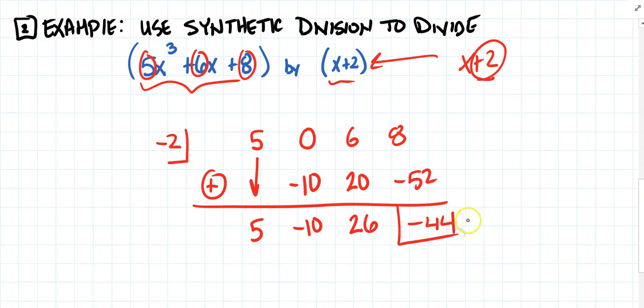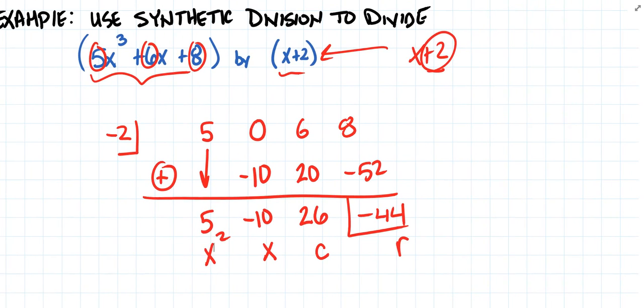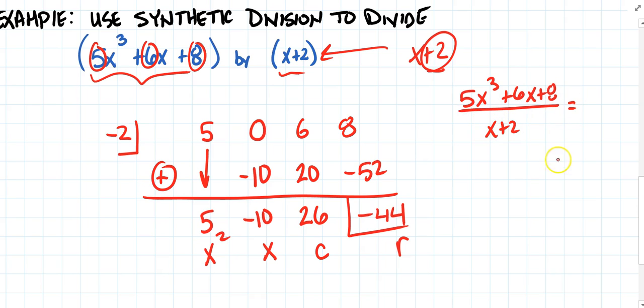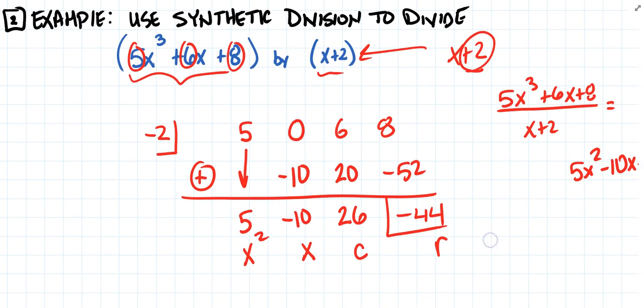So what does this mean? That means that this is my remainder, this is my constant term, this is my x term, and this is my x to the power of 2 term. So what's happened here is this. If I take 5x to the third plus 6x plus 8, and I divide it by x plus 2, what I get is this: 5x squared minus 10x plus 26 with a remainder of negative 44. That's what that means. So that's how we use synthetic division to divide polynomials.